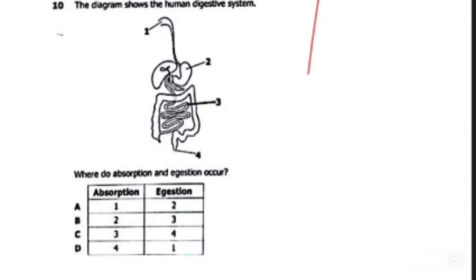If you remember my nutrition video, I told you that the stomach is involved in the digestion of proteins, while the small intestine is the part which is responsible for absorption. So 3 is for absorption, so we'll put A. Then 2 is for digestion. 1 is for ingestion, I. Then egestion for removal is E.